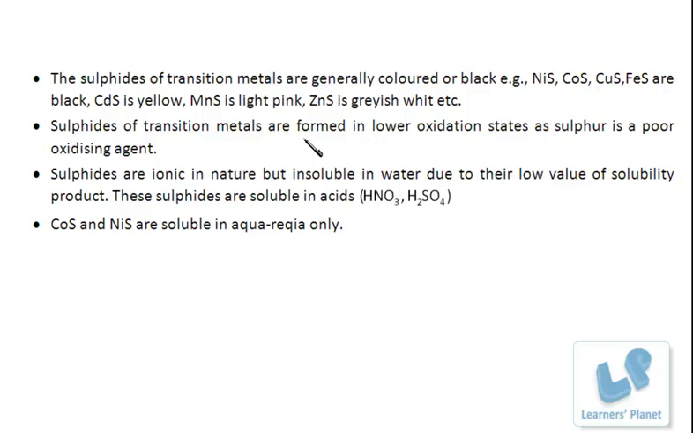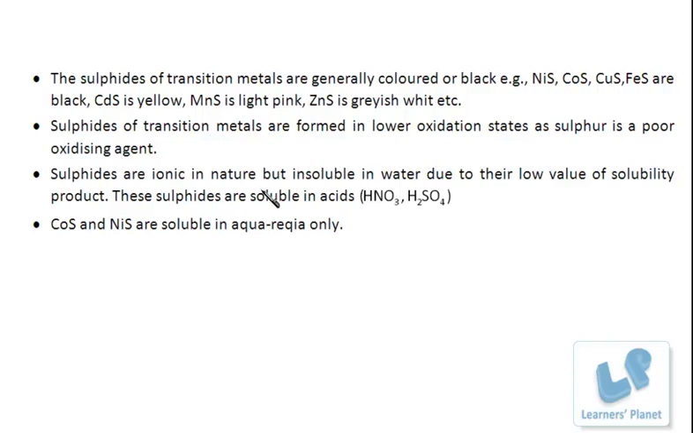Sulfides of transition metals are formed in lower oxidation states, as sulfur is a poor oxidizing agent. Like iron, ferric sulfide is not there, it's ferrous sulfide. So these sulfides are formed in their lower oxidation states. Why so? Because sulfur is not a very good oxidizing agent. Oxides and fluorides are formed in their higher oxidation states, because oxygen and fluorine are good oxidizing agents.